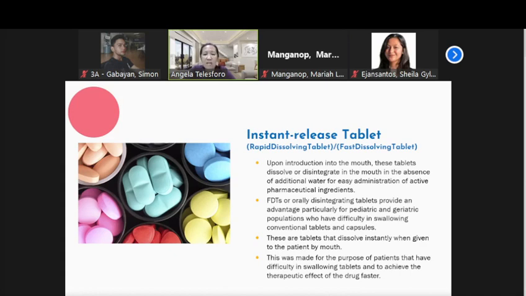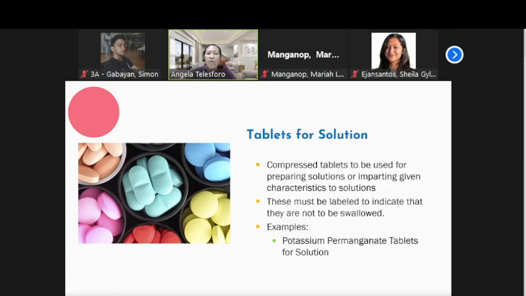And these are tablets that dissolve instantly when given to the patient by mouth. No? And this was made for the purpose of patients that have difficulty in swallowing the tablet and to achieve therapeutic effect faster. Then tablets for solution. So may mga tablets tayo na ilagay natin, gawin natin solution. No? It is not used for oral na inumin directly. They must be labeled to indicate that they are not to be swallowed.